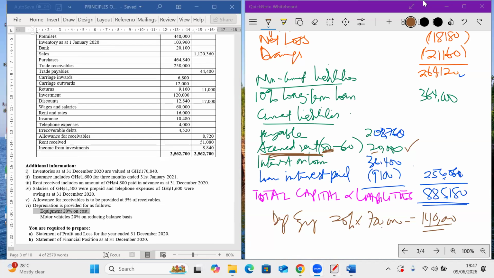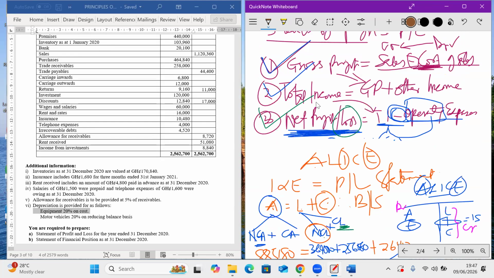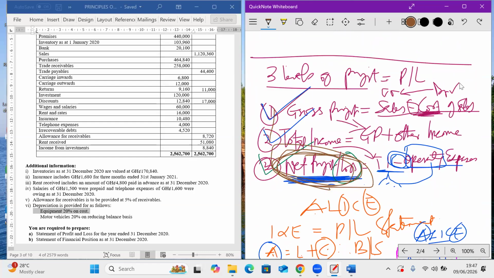That's all. Is it difficult? No. Go and practice. Practice and practice and practice, and just follow the way I explained it. That's all, you'll be okay. Three levels of profit: gross profit, total income, net profit or loss. That's the one we need. But before we can arrive at that one, we have to go through the first 2, which will lead us to the last one. Then this is for the P&L.